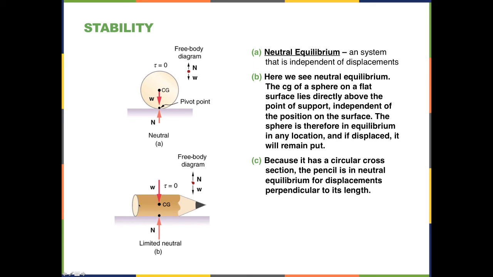Now, if you're looking at a pencil according to its cross-section, it acts in a similar way. It's also neutral and independent of displacements, if you're looking at it from a circular cross-section.